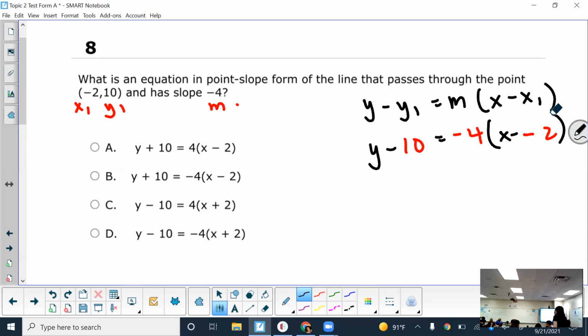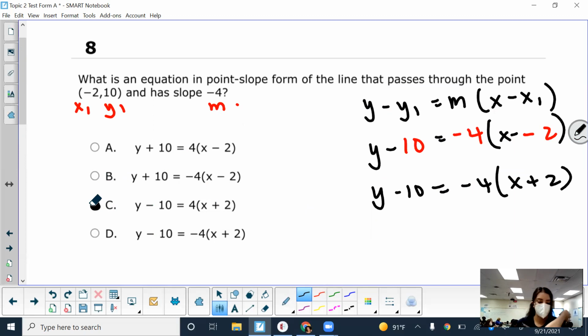What's something that I can clean up? What happens with that double negative? It becomes a positive. So that's why my final answer is y minus 10 equals -4 parentheses x plus 2, which matches option C. Again, these ones aren't multiple choice on your test tomorrow. You have to write it yourself. But if it tells you this is the slope and this is the point, you're just plugging it in. Questions on this one?